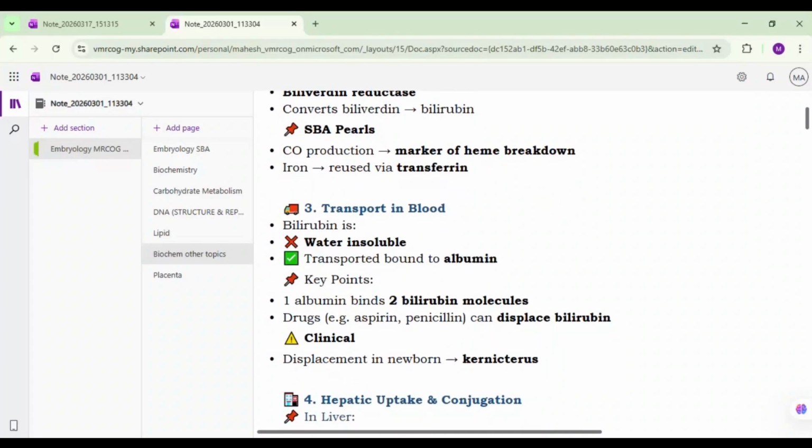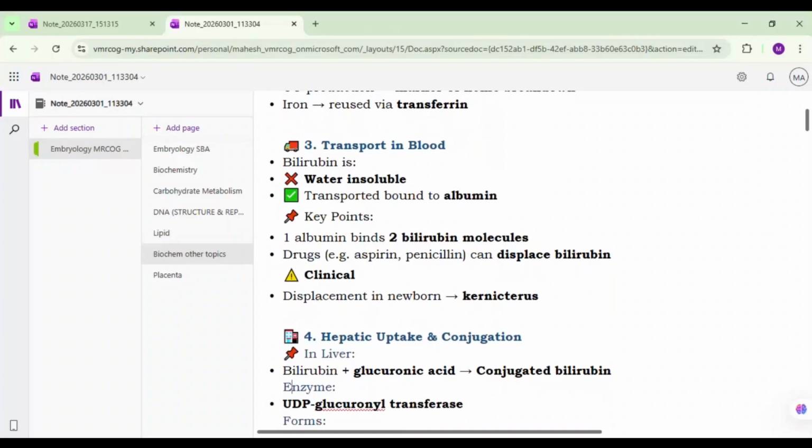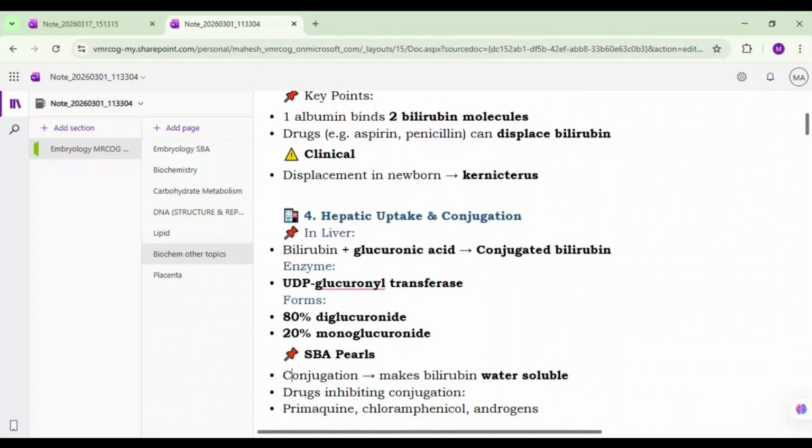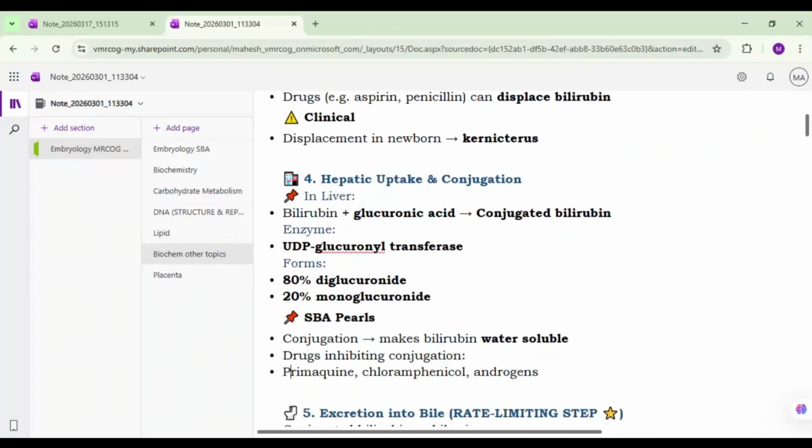So bilirubin is initially water insoluble. It is transported bound to albumin, and one albumin can bind two bilirubin molecules. Drugs like aspirin and penicillin can displace this bilirubin. Okay, so displacement in the newborn may lead to kernicterus also. Then hepatic uptake and conjugation.